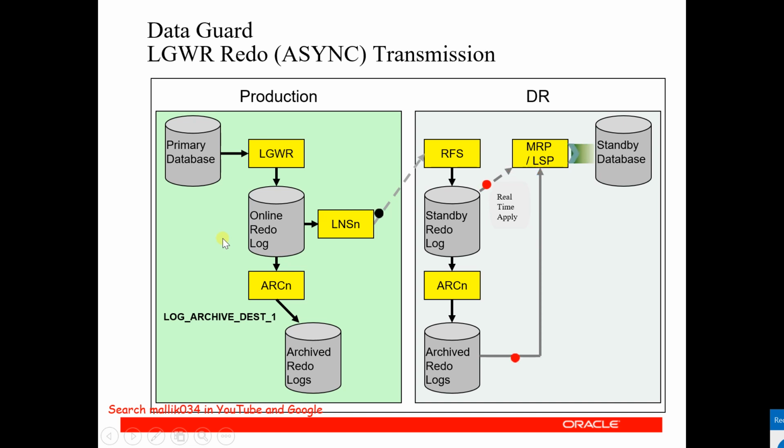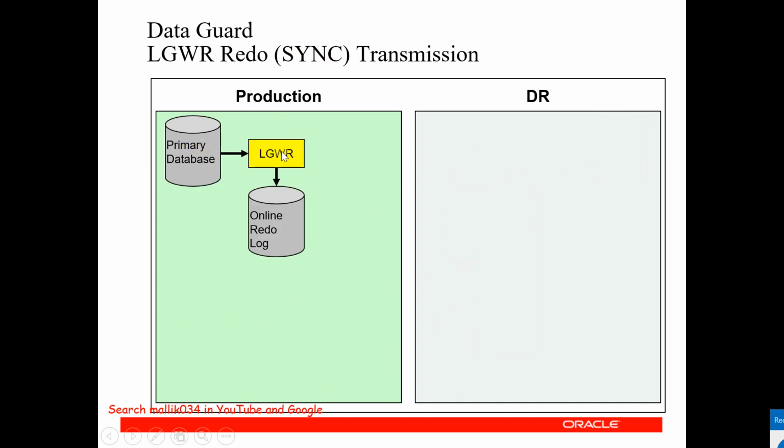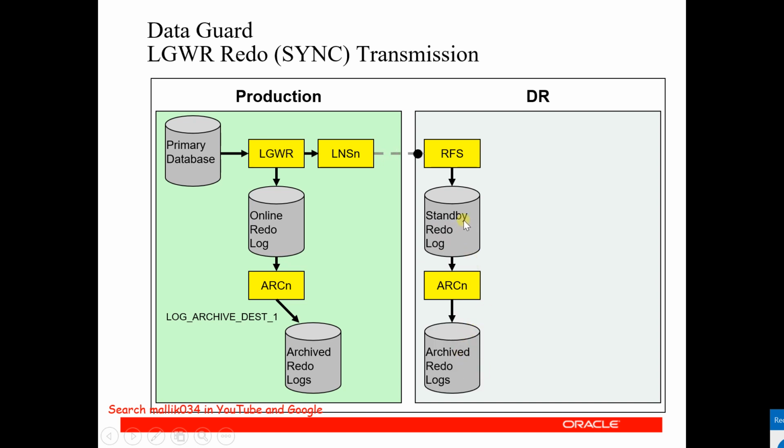So that is asynchronous. This primary database will not wait for standby confirmation. And what happens in the synchronous transmission mode? There is a primary database, log writer, and online redo log, and then online redo log is going to write on online archive logs at the production side, and directly from the redo log buffer and redo log, right? So with the help of LNS, it's going to send it to RFS. RFS will receive this LNS request, and then it is going to write it to my standby redo log, and then standby redo log is going to generate my standby archives.